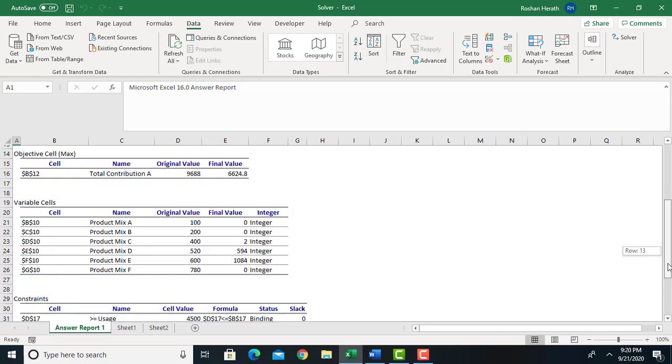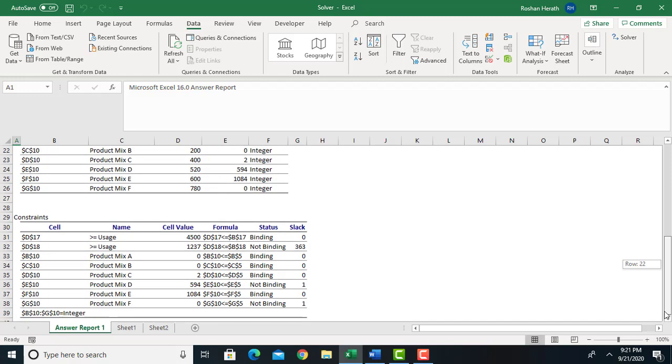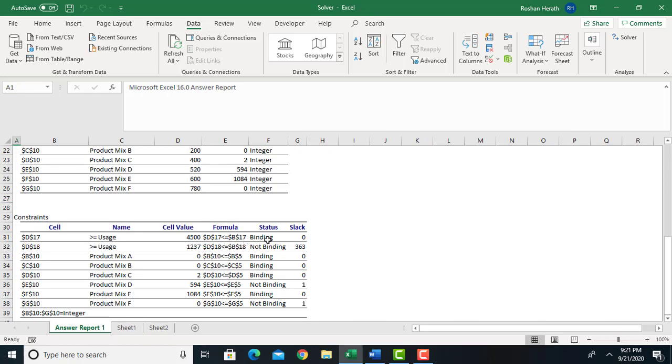So that would be the final value. And also those are integer values. Then you come to the constraint. You have set several constraints, and there they identify that the first constraint is the labor constraint. You can see in the labor constraint that you have used almost all the labor. If you go to the answer, you can see 4500 was the availability, and in fact you have used this 4500. So therefore it says that it's a kind of binding constraint.